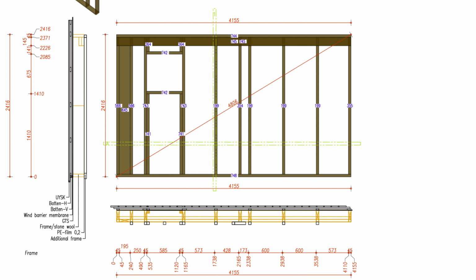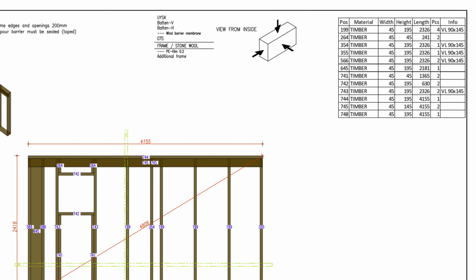The first stud has the number 566. It is extreme and is located at the starting point, the so-called 0 point. According to the material specification, we see that the first stud measures 45 by 195 millimeters. The second stud after it, numbered 645, also measures 45 by 195 millimeters, according to the material specification.